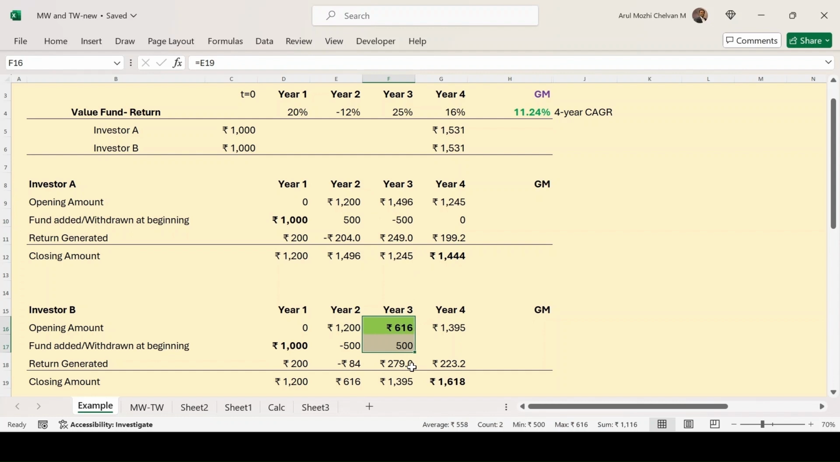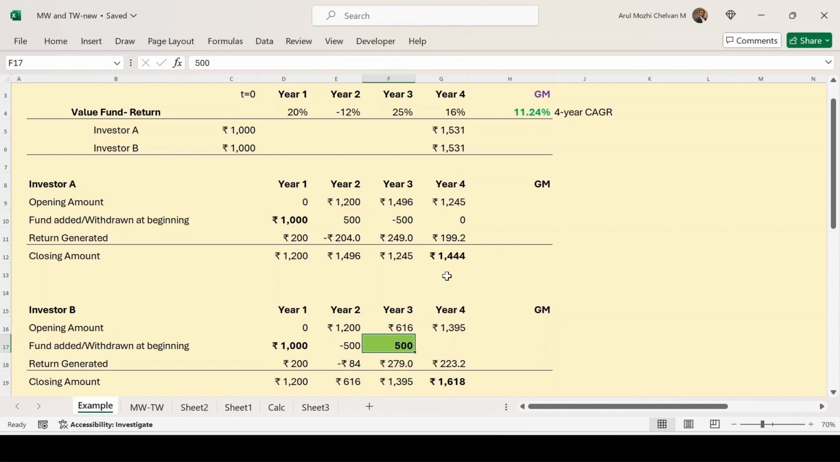Investor A made a fresh investment at an unfavorable time when the fund experienced a negative return, which reduced his overall return compared to the fund's performance. On the other hand, investor B added money when the fund was performing well, that is during a positive return period, which increased his overall return compared to the fund's performance. Thus, investor A's poor timing of investment reduced his return relative to the fund, while investor B's well-timed investment resulted in a higher return than the fund itself.